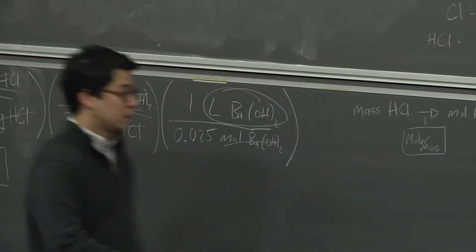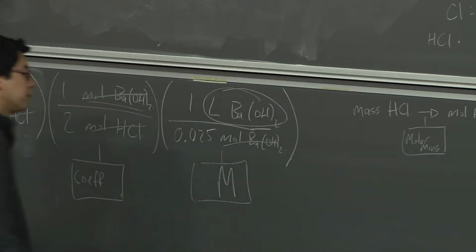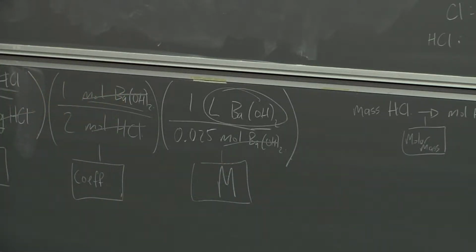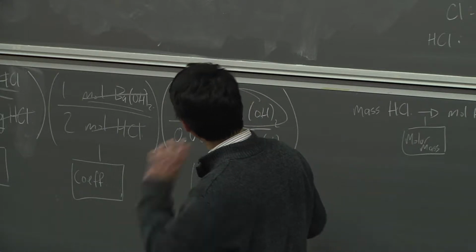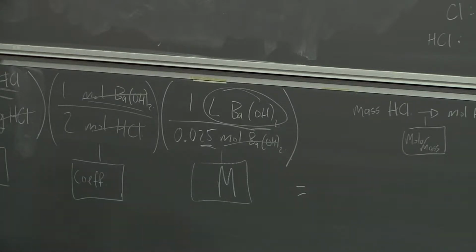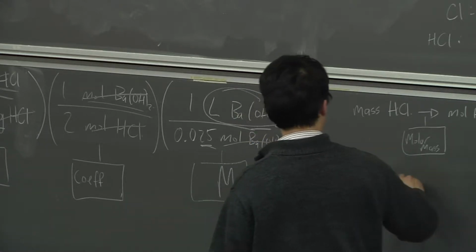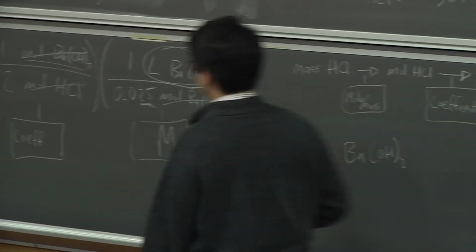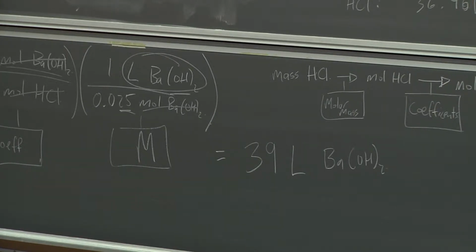That was our, take this sign over here, move it over here, molar concentration. And when I do that math, has anyone done that math? 38.945. We've got 2 and 2, so we've got two significant figures. So 39 liters of BaOH2. That's a very large titration. But it makes sense. Okay, 39 liters of BaOH2. Questions?